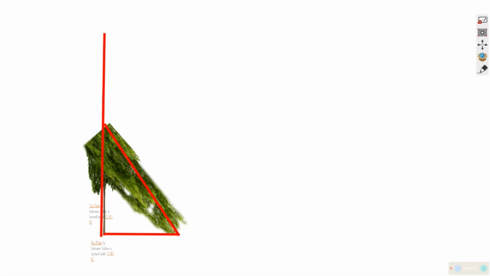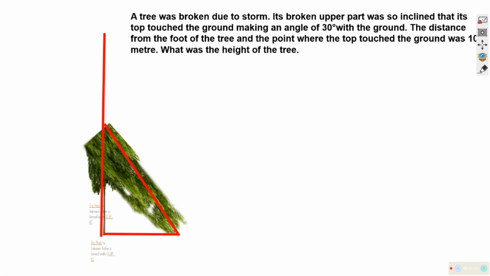Okay, a tree was broken due to storm, and its broken part was so inclined that its top touched the ground, making an angle 30 degrees with the ground. The distance from the foot of the tree and the point where the top touched the ground was 10 meter. What was the height of the tree? वो tree का height कितना था पूछ रहे, वो गिर गया ना, तो naturally. So here the situation is comparatively easier one.